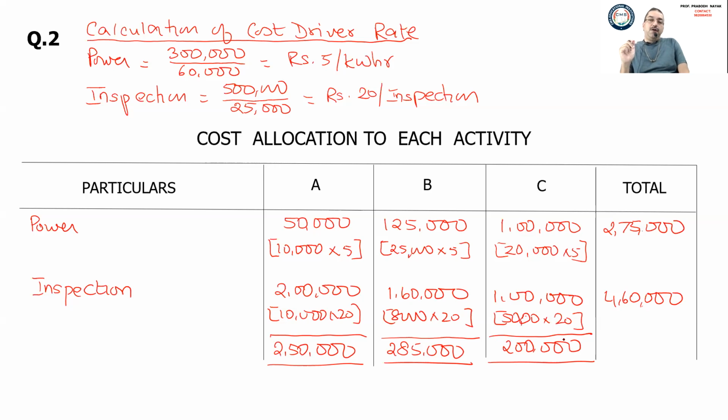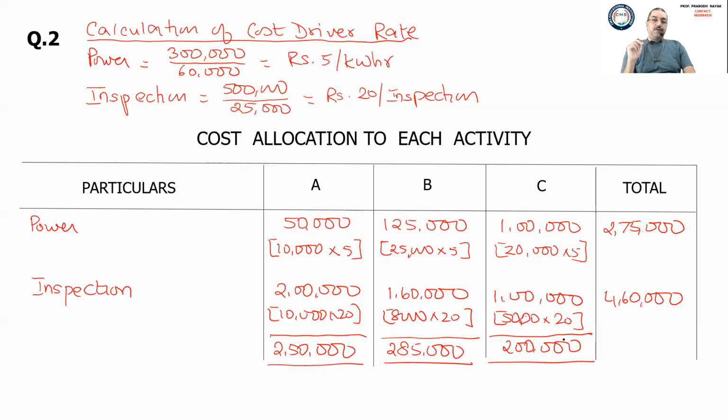So the cost allocated to each product from the activities: 2,50,000 for A total, 2,85,000 for B, and 2 lakhs for C. Individually, for power it is 50,000, 1 lakh 25, 1 lakh. For inspection it is 2 lakh, 1 lakh 60, and 1 lakh.